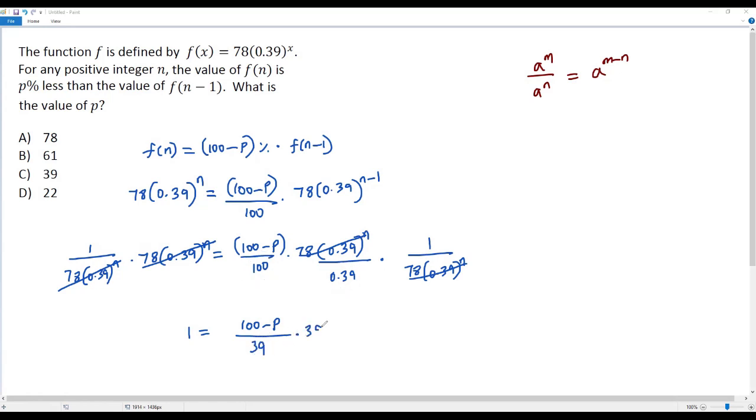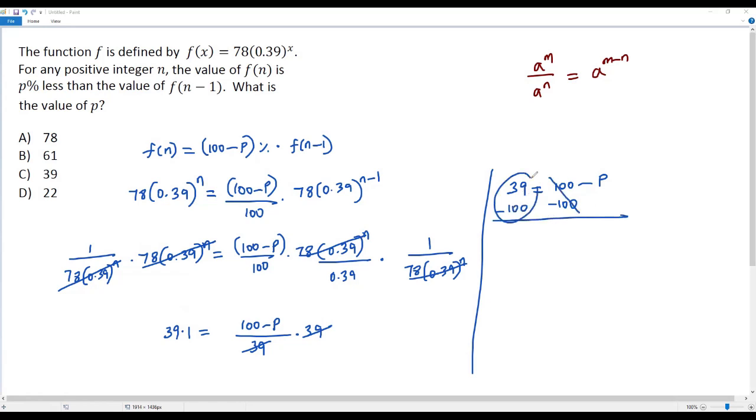Let me multiply both sides of this equation by 39. When I do so, this 39 will cancel out. 39 times 1 is 39. On the right side, we have 100 minus p. Let me subtract 100 from both sides. Then the positive 100 and negative 100 will cancel out. When I simplify this, I get negative 61. On the right side, we have negative p.